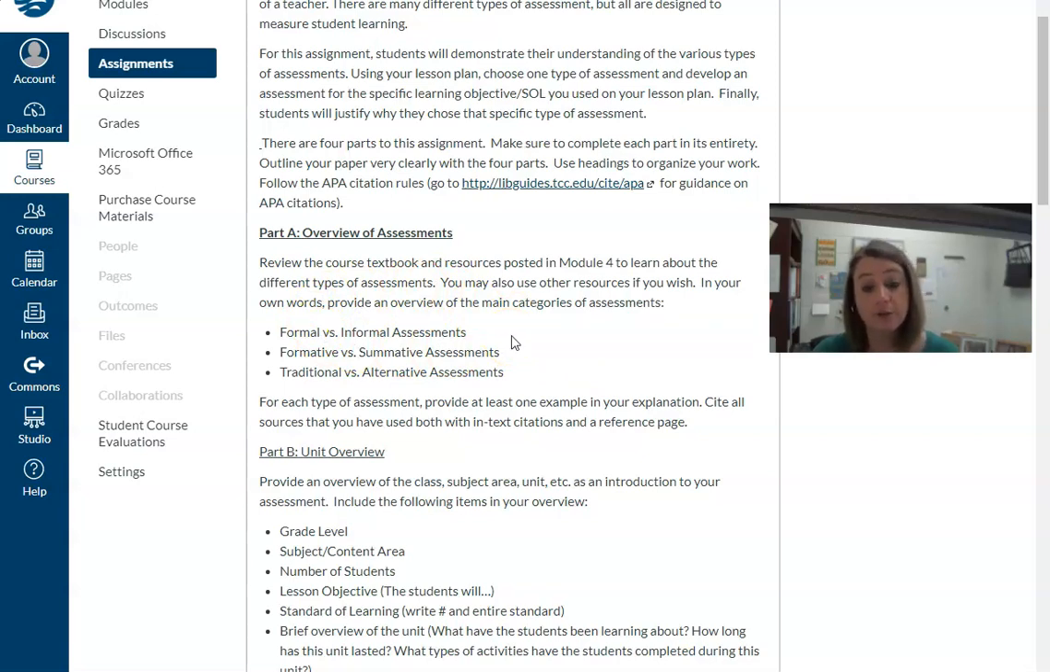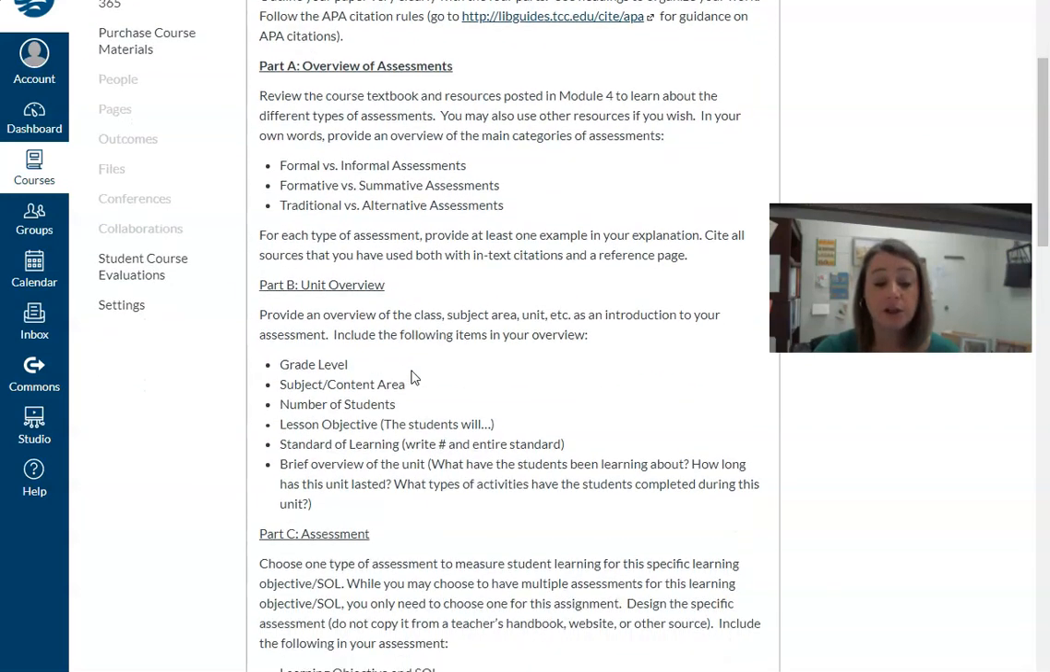There's all kinds of resources in Module 4, but I really want you to discuss the difference between formal and informal assessments, formative and summative, and traditional and alternative. So I would give each one of those a good paragraph. Remember to cite your information, and make sure that you give an example of each one of these types of assessments, just so that you're demonstrating that you understand the different types of assessments that are out there.